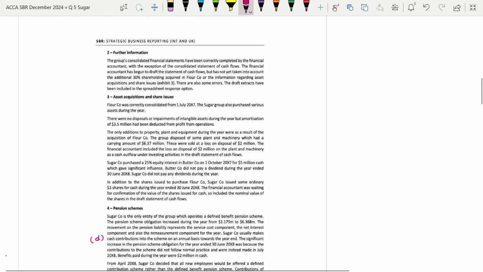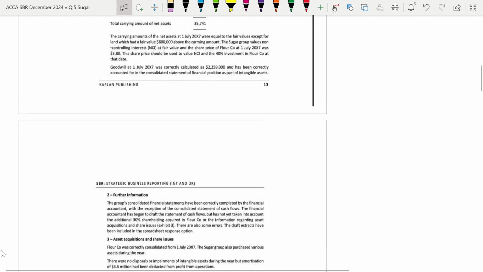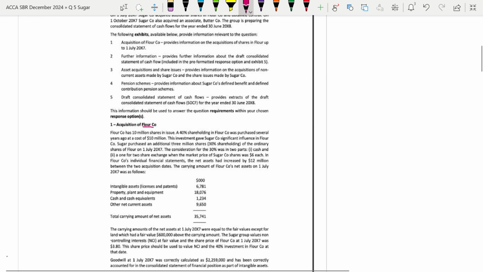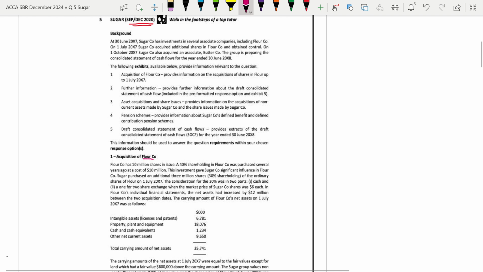They are talking in terms of assets acquisition and shares issues. They are talking in terms of acquisition of Floor limited. Now, very quickly, I told you that you have to read only once, but you have to read. Without reading we cannot do anything.